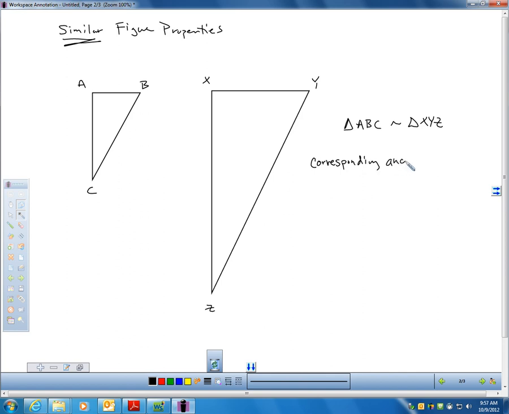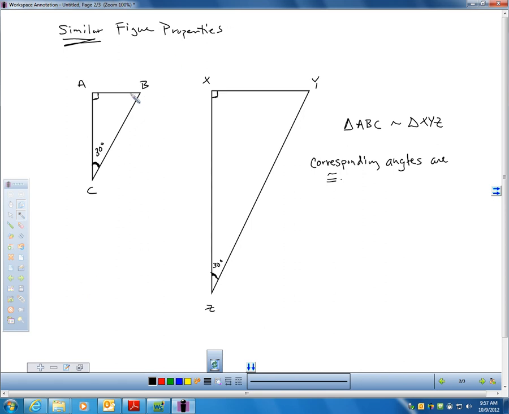Corresponding angles are congruent. Okay, here's what that means. That means if angle A is 90 degrees, since these two triangles are similar, then angle X would have to be the same thing. If angle C is, let's pretend, 30 degrees, that would mean angle Z would also have to be 30 degrees because these are similar triangles.